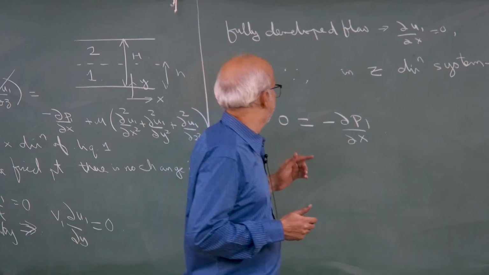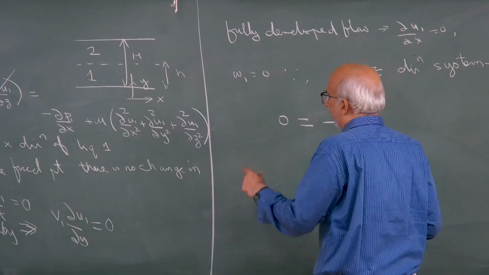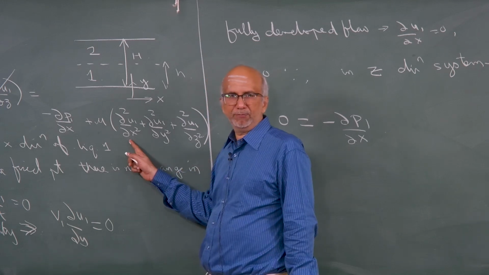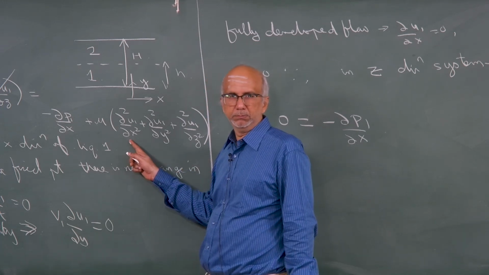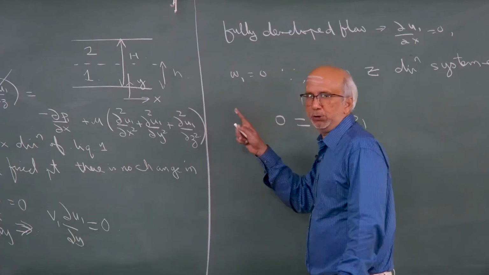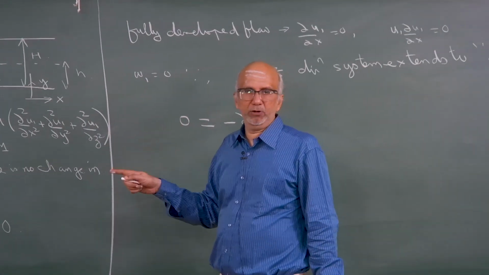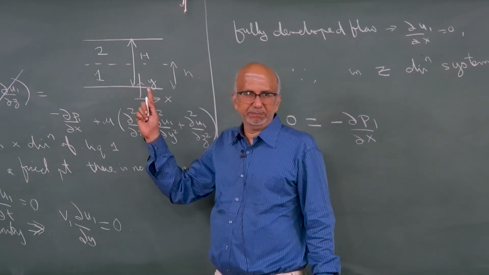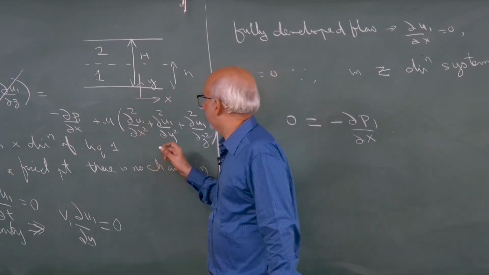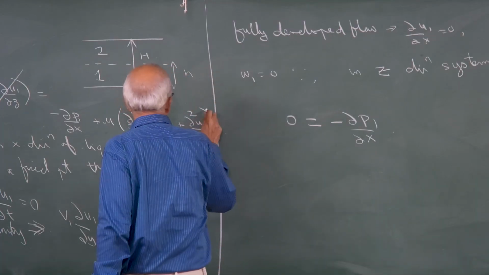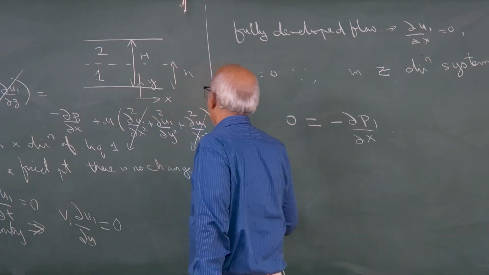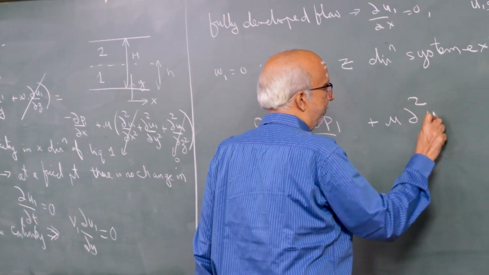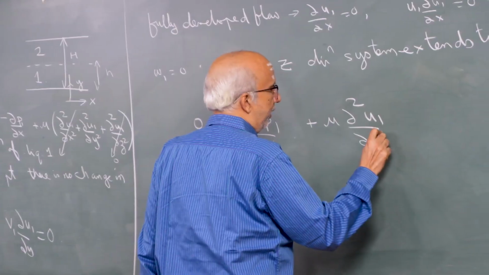Remember that. And when I come to this Laplacian here, because of fully developed flow, this becomes 0. du1/dx is 0 everywhere, so the second derivative will also be 0, and we are saying there is no variation in the z direction because it is extending to infinity. So, because of that, this goes to 0, this goes to 0. And what I am left with is plus mu d square u1/dy squared.